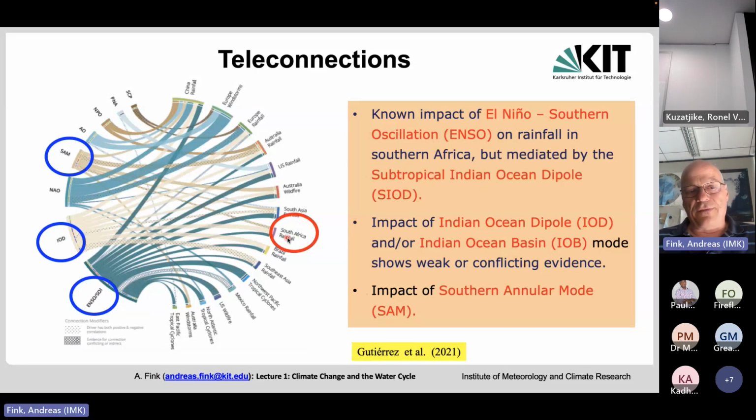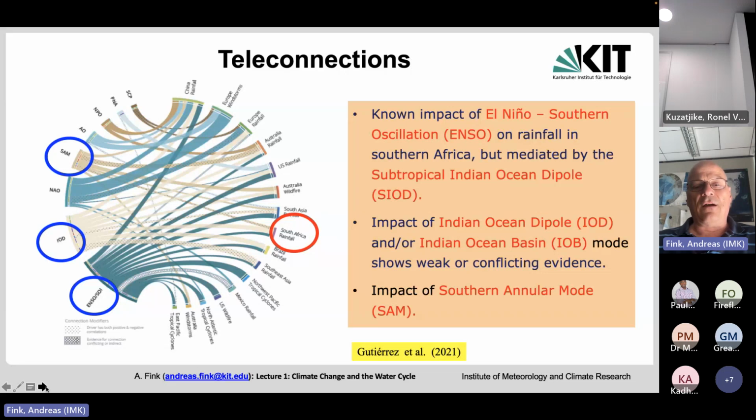And we know that these are important players, but I will detail it somewhat because the IOD here is not so important for South Africa, but the ENSO event and the SAM and also the subtropical Indian Ocean Dipole. Maybe you have heard in the media already, the forecast for this austral spring and this austral summer coming is that we might have a strong El Nino, which increases the odds of a very dry next rainy season in large parts of southern Africa.